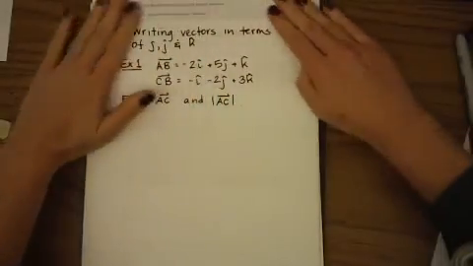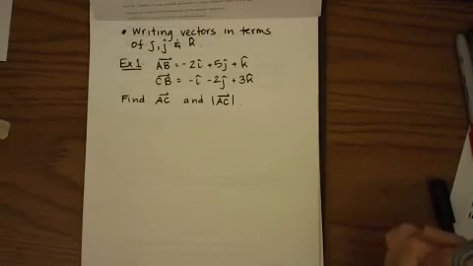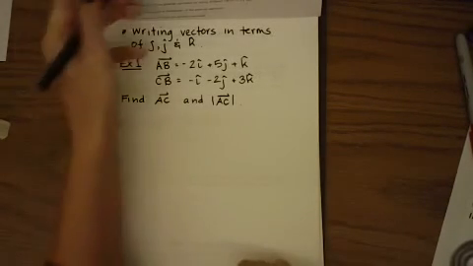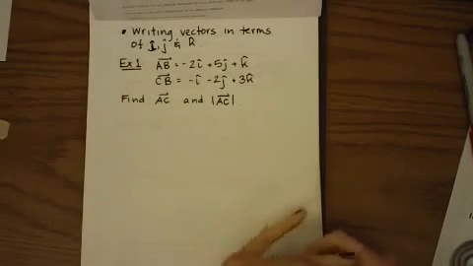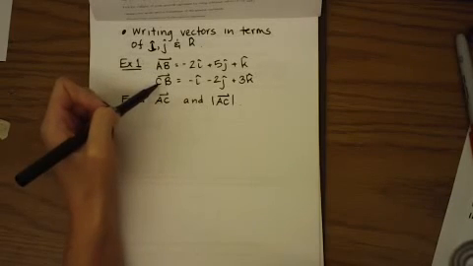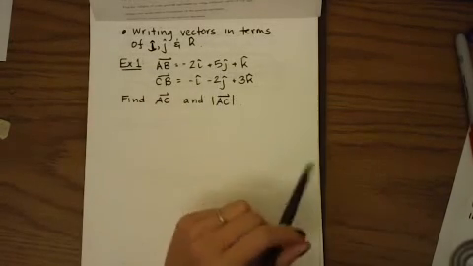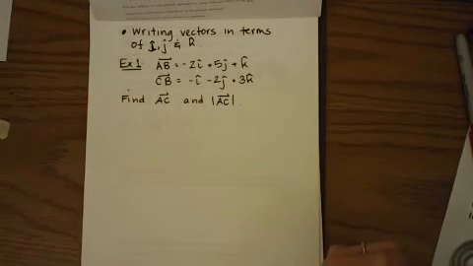The first thing that we're going to do is write other vectors in terms of these unit vectors i, j, and k. So for example, we have 2 vectors, vector AB and vector CB, and they're written in ijk form, and we want to find vector AC and the magnitude of vector AC.